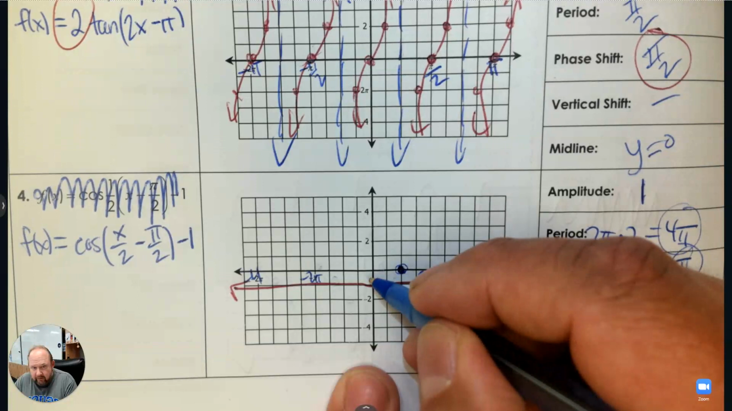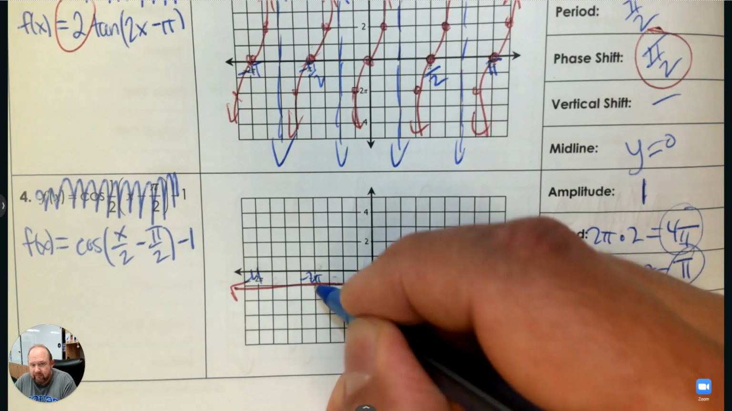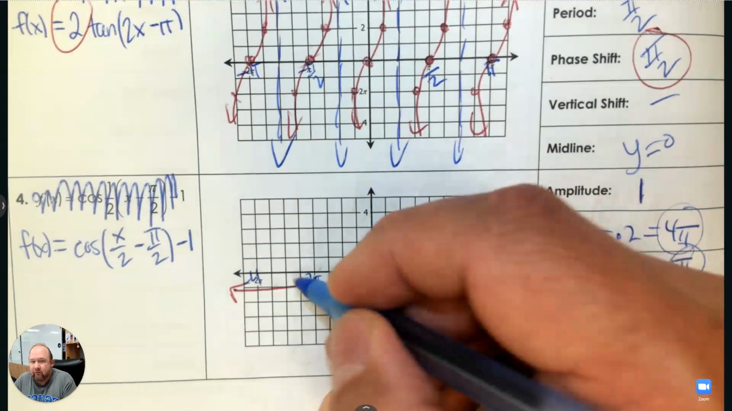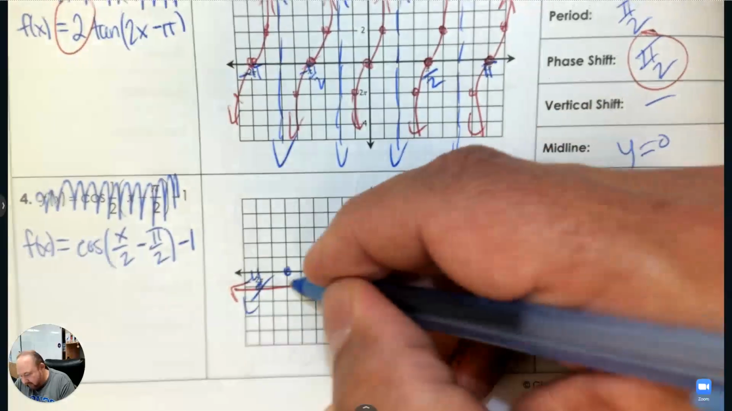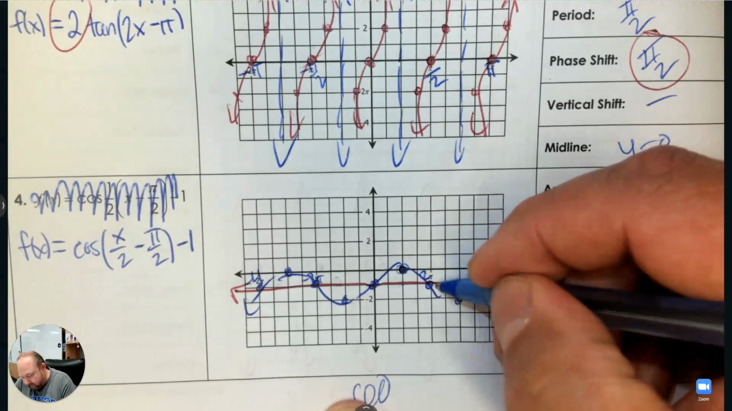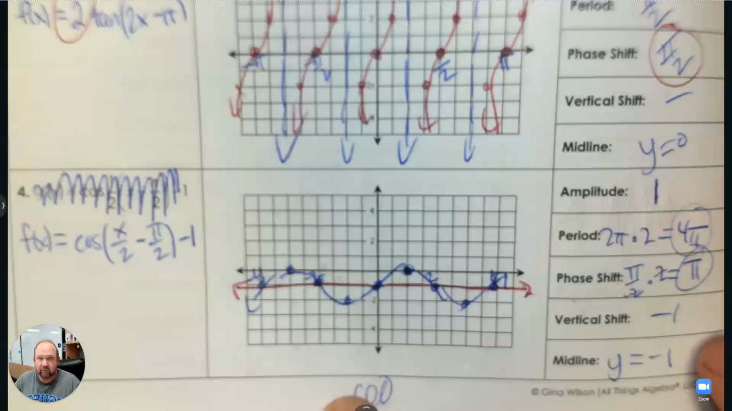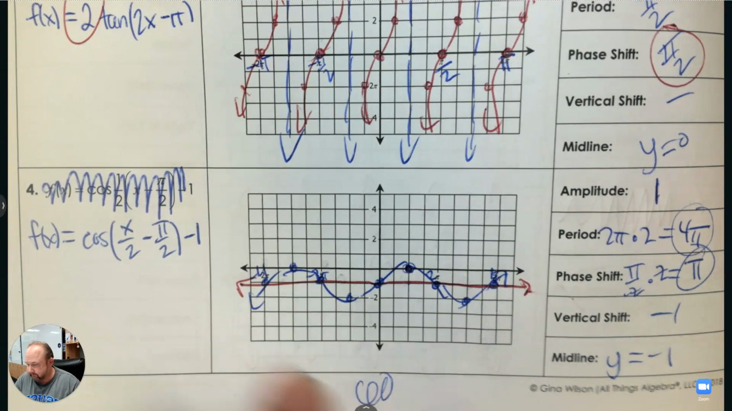This is going to go the middle of the wave, to the bottom of the wave, to the middle of the wave, to the top of the wave, and then back to the middle of the wave. And then you've created your wave with the transformations. All right, 3 more.